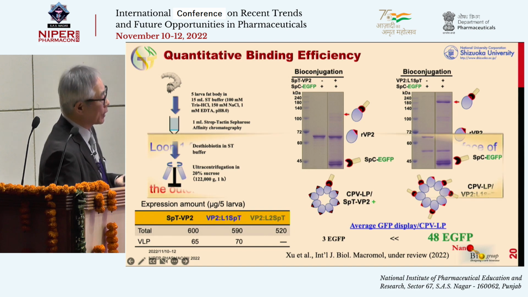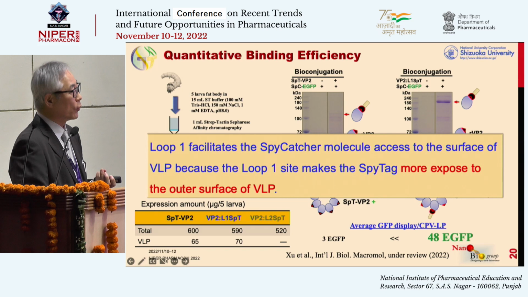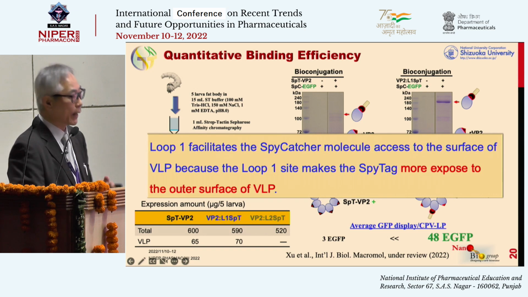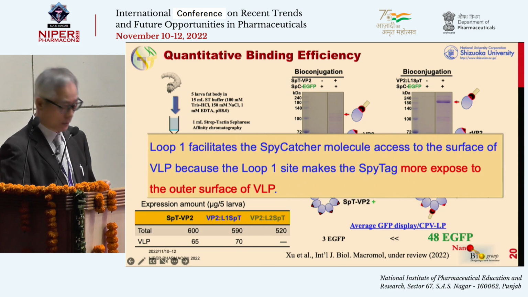As a conclusion, the loop 1 site is very important for SpyTag access to the surface of the VLP, because the loop 1 site makes the SpyTag more exposed to the outside of this VLP.